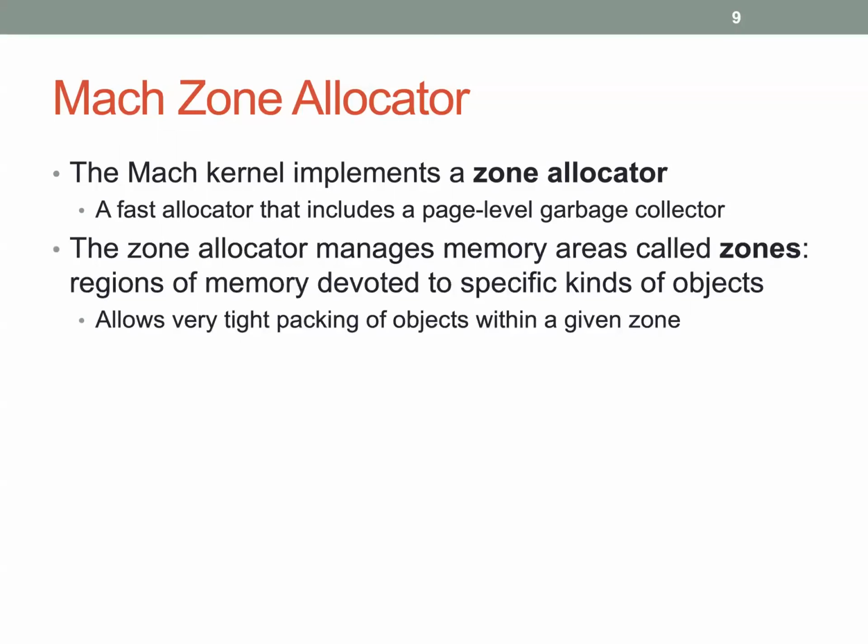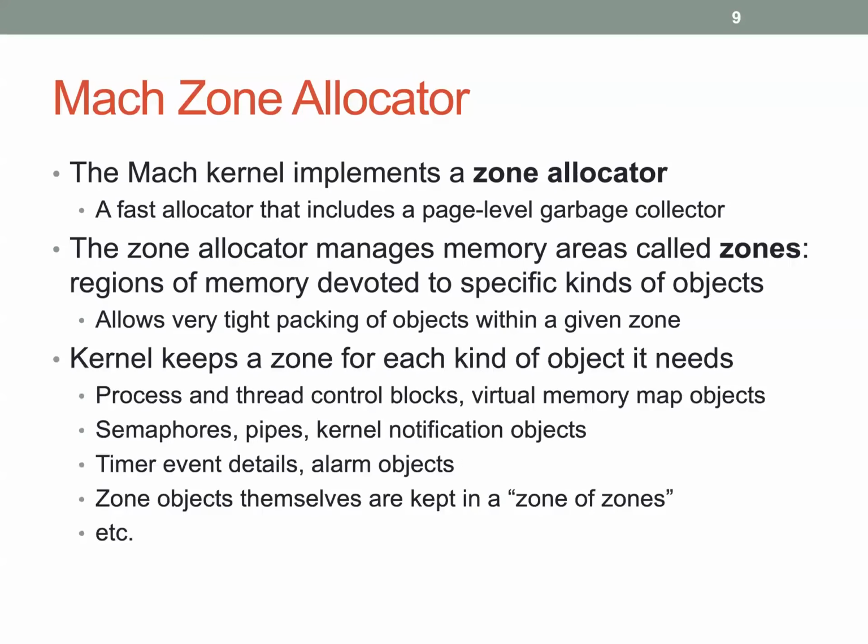Okay, so the zones are just regions of memory divided by type of object. Each zone actually has a string name, and you can query the zone allocator and say, hey, what kinds of objects are you allocating? What sizes are they? How many do you have in flight? How many are available? You can ask it all these kinds of questions. These are the kinds of things that go into different zones: process and thread control blocks, virtual memory map objects, semaphores, pipes, kernel notification objects, and so forth.